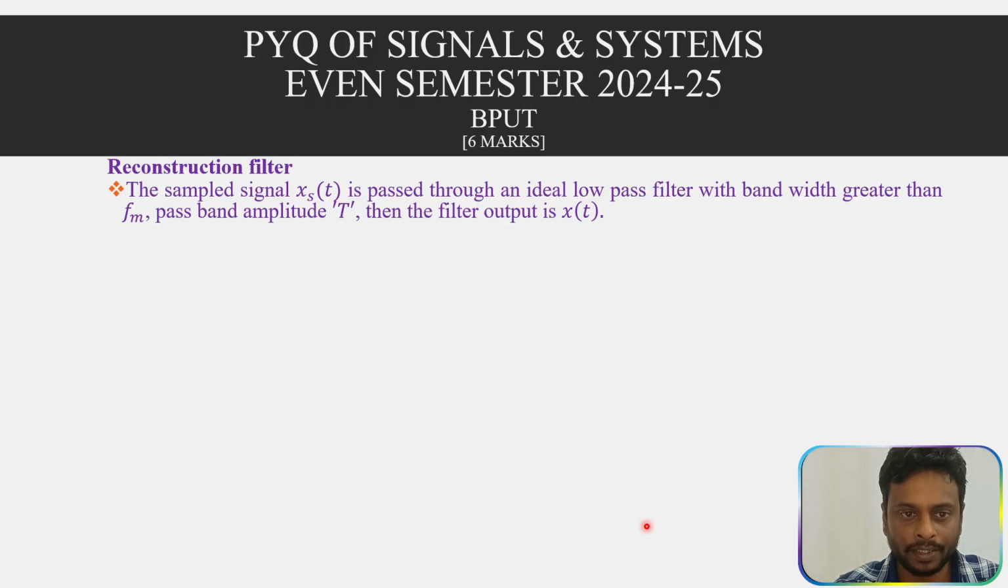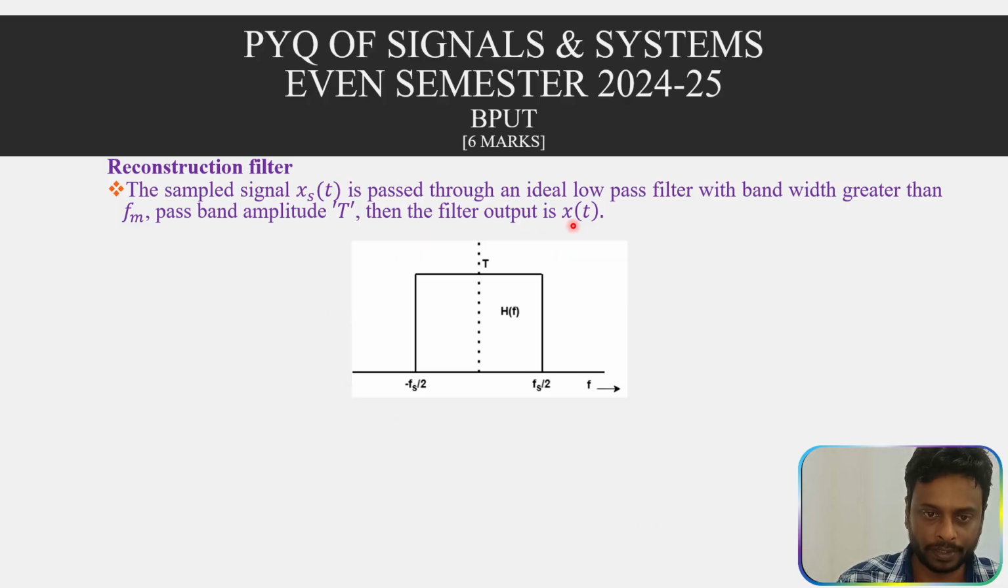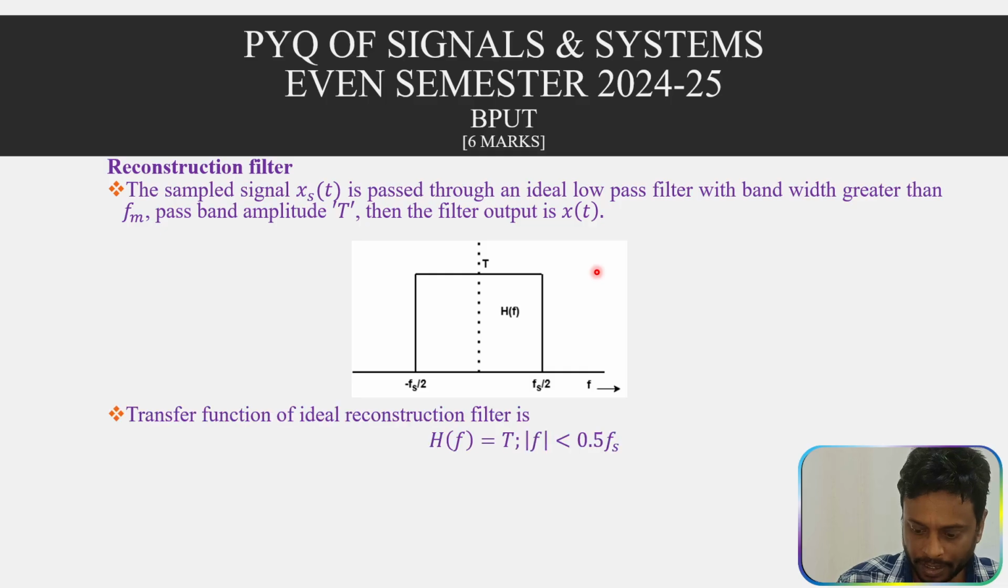Now there is a reconstruction filter. The sampled signal x_s(t) is passed through an ideal low pass filter whose bandwidth is greater than f_m. The passband gain is T, the filter spans minus f_s/2 to f_s/2, and the filter output is x(t). So the transfer function of this ideal reconstruction filter is H(f) equal to T for the magnitude of f less than 0.5 f_s.